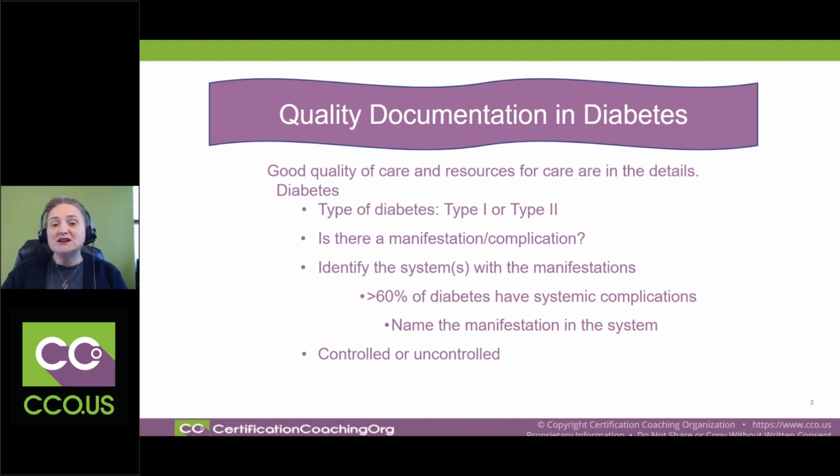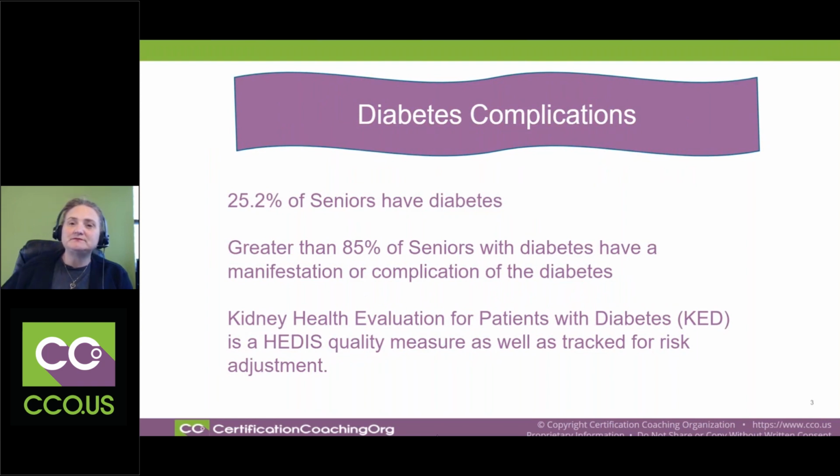But we also need to know, does that patient have complications? Is it with or without complications? And if there is a complication, what body system are we dealing with in the complication? Now, it's good to know that over 60% of diabetics have systemic complications. And in the code set, it allows you to identify the system that has the complication. And we also use the terms controlled and uncontrolled when dealing with diabetes in the code set. So let's talk about some of those complications.